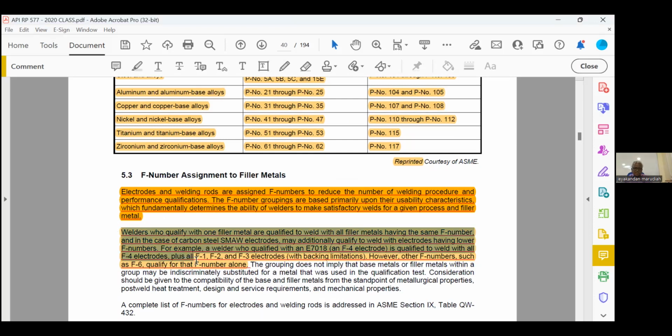Now, this also it asked, you can answer from here also, open book actually. Welders who qualify one filler metal are qualified to weld all filler metal having the same F number. And in the case of carbon steel SMAW process, they may additionally qualify to weld the electrodes having the lower F numbers. For example, a welder qualified with 7018 F4 is qualified to weld with all F4 electrodes plus F1, F2, F3 electrodes with the backing limitation. However, other F numbers such as F6 qualify for that F number alone. This all we have marked there also, but it is given here.